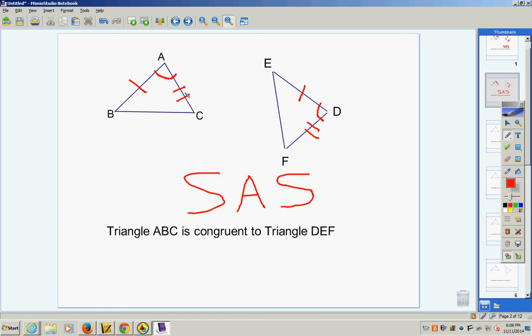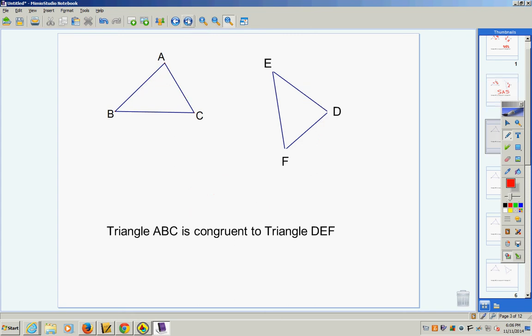Okay, so if you have an angle congruent to another angle, and the sides on either side of that angle congruent to the sides on either side of the angle over here, then the triangles have to be congruent by side, angle, side. Next, there are more.